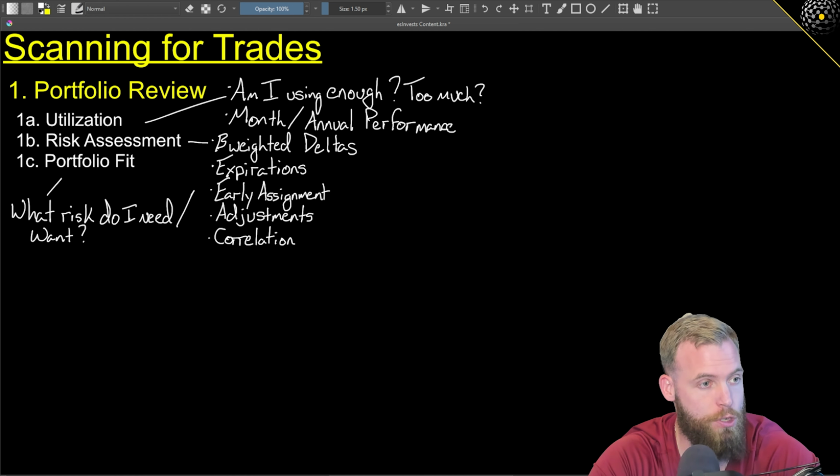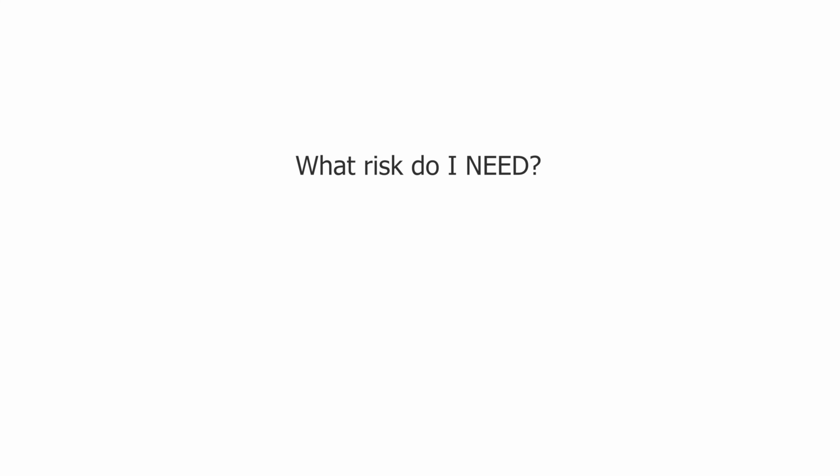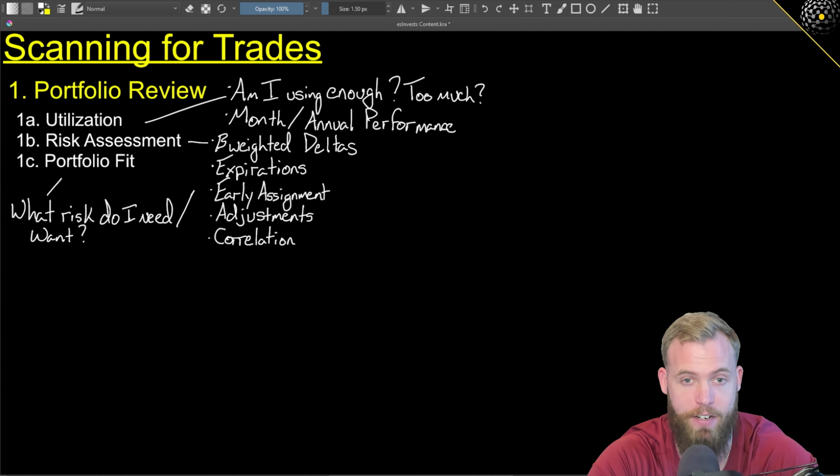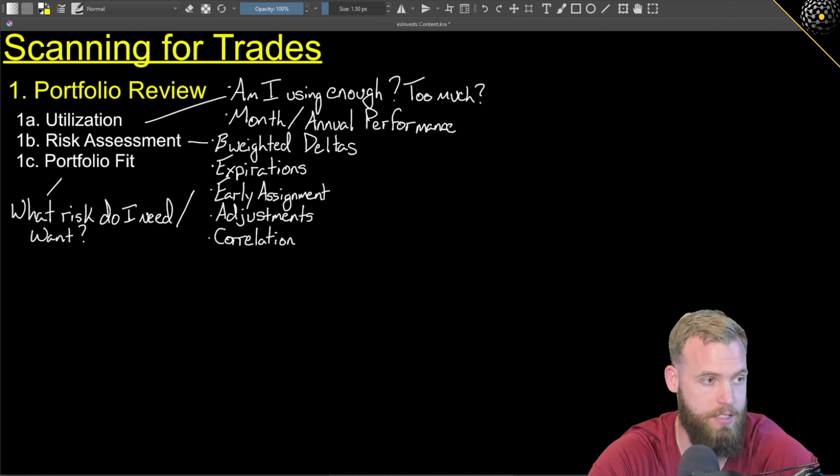Now, the last thing here is portfolio fit. So once I go through all of these different things, I'm going to come out with an output. What risk do I need, or what risk do I want? And we'll get into how that kind of feeds into the broader process when we get into the examples.